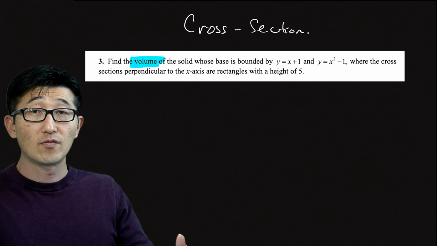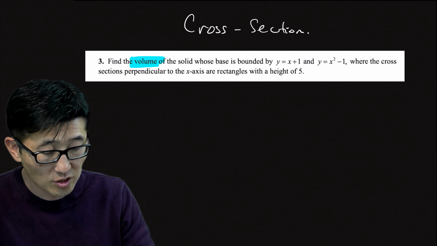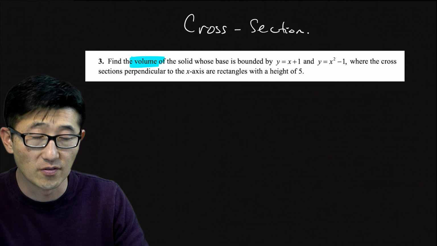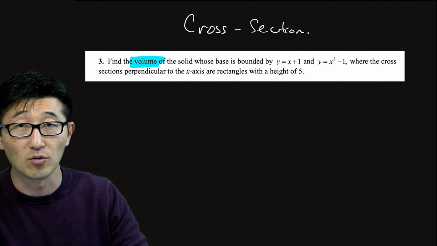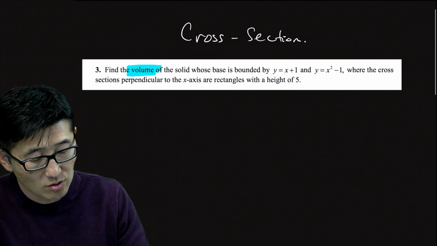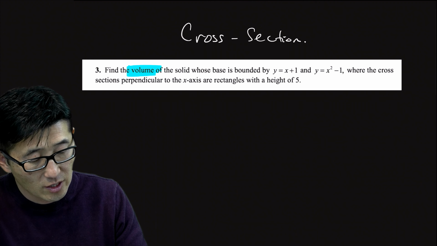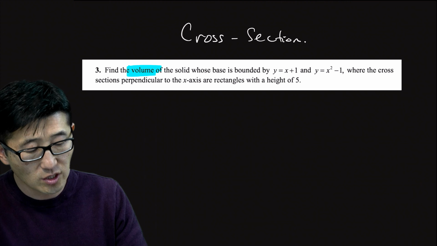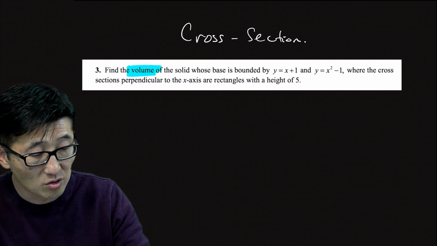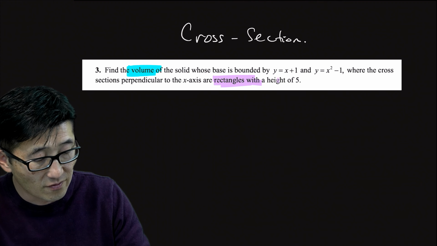All right, we're going to look for the volume of solids created from a cross section of a shape on the ground or the base. So this says find the volume of the solid whose base is bounded by y equals x plus 1, y equals x squared minus 1, where the cross sections are perpendicular to the x-axis. They're rectangles basically with the height of 5.